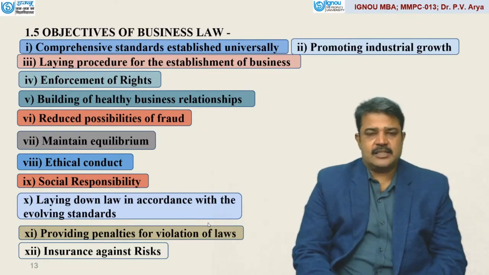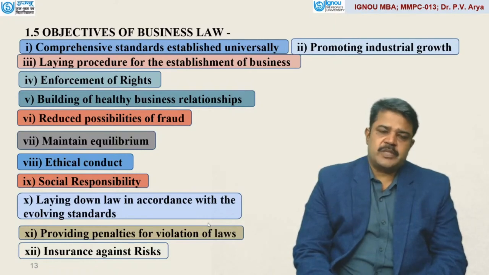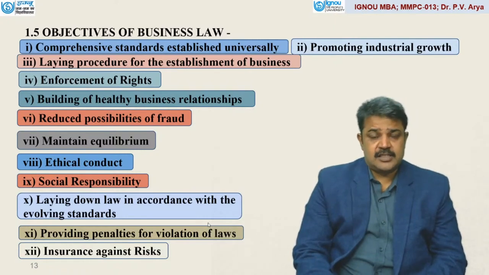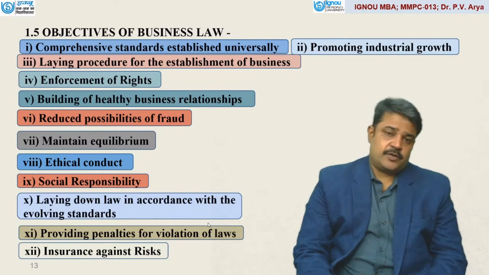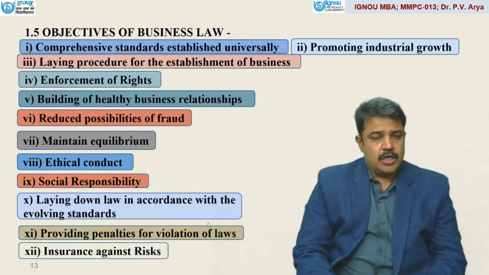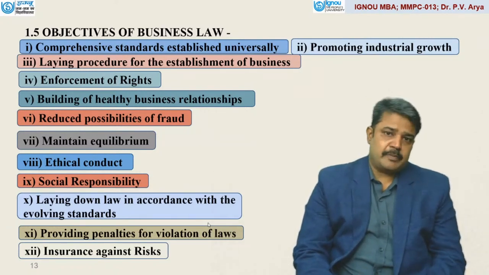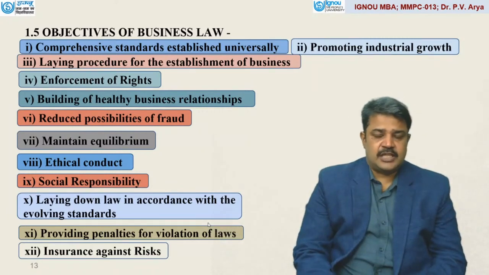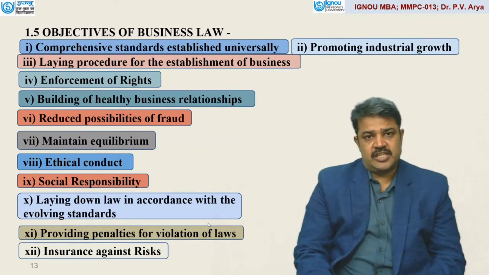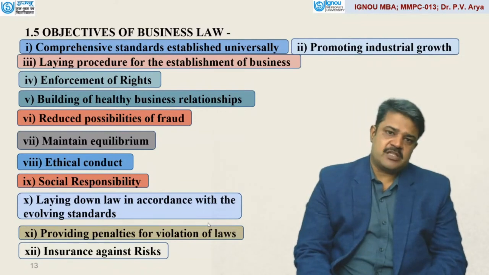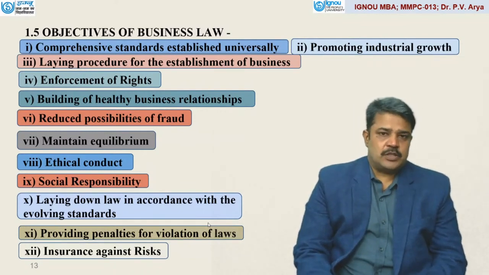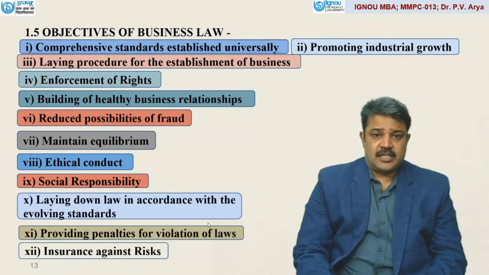Then, ethical conduct. The objective of business law is to have ethical conduct. Like, if there is some sort of agreement, it should be followed. The trust should be maintained, and it cannot be possible that one person is cheating here, leaving that place, and starting a business again in another place, and keeps on doing the same thing. So that kind of ethical conduct should be maintained.